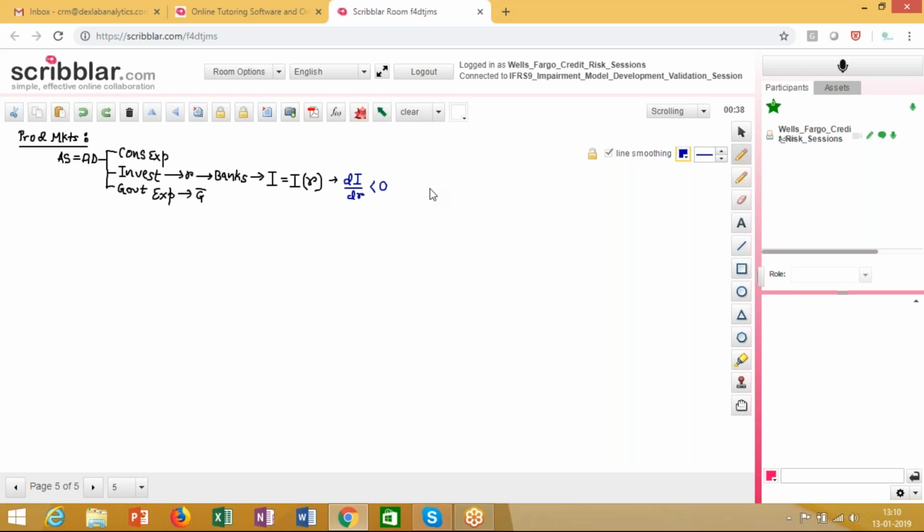But on the whole, from an economic perspective, from a modeler's perspective, if the rate of interest goes up, the investment will go down, which will lead to unemployment in the next few quarters, which needs to be again managed accordingly.